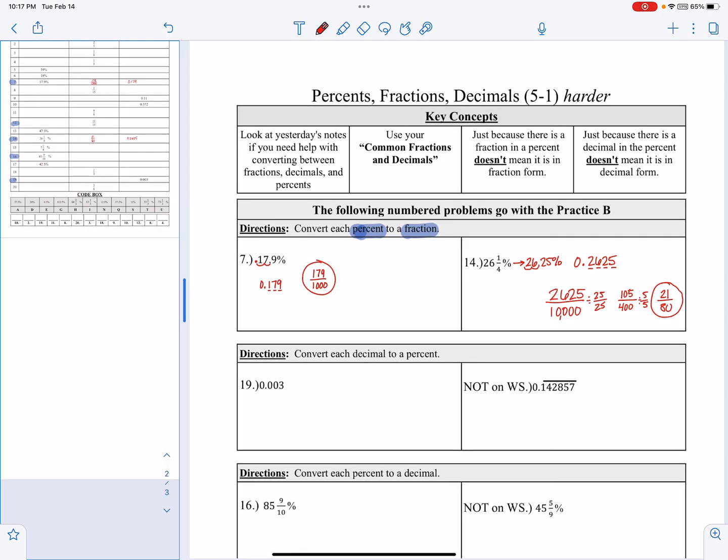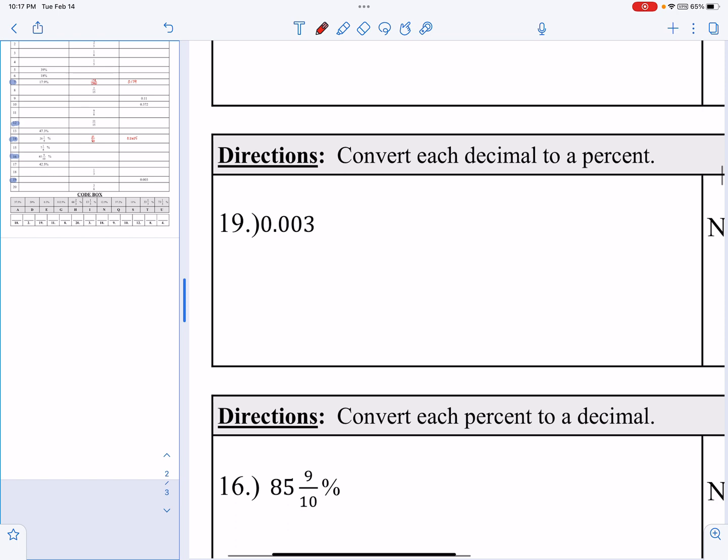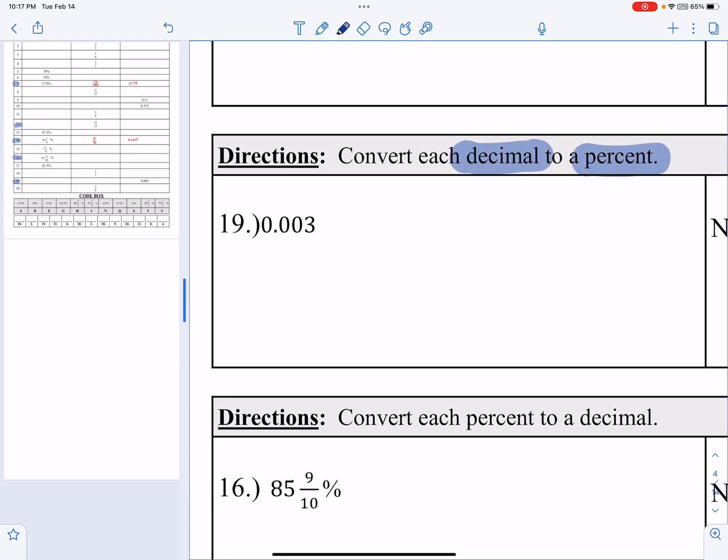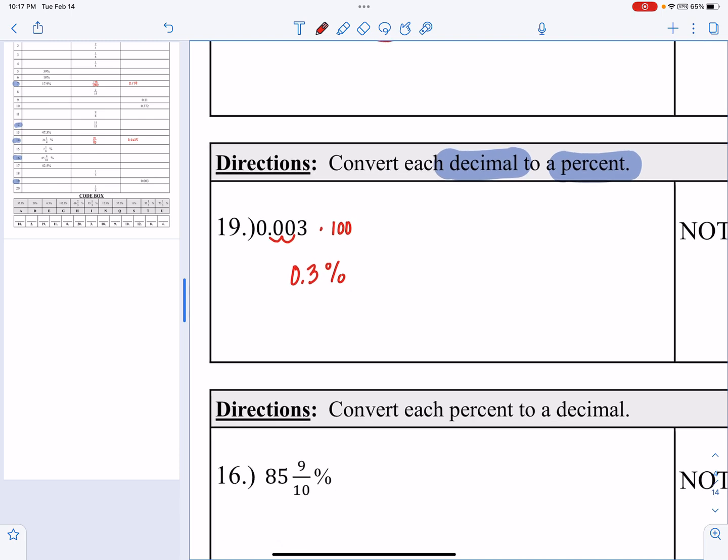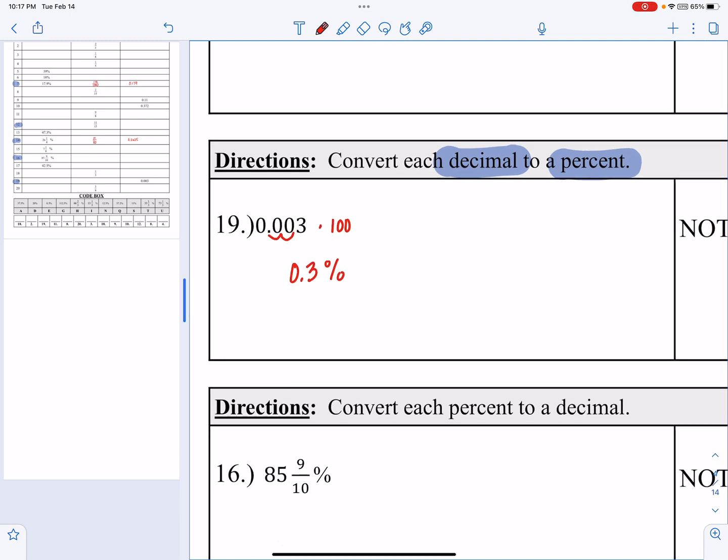Okay. All right. Back to our notes. Now we are converting decimals to percents. These are nice and easy. Decimals are the small ones. To go to a percent, we're multiplying by 100, or the trick is just to move the decimal 2 spots to the right. So that puts me at 0.3%. Okay. Now, as a fraction as well, I know I'm going to need to do that for my worksheet.